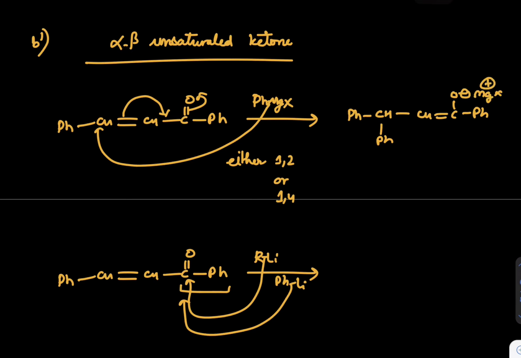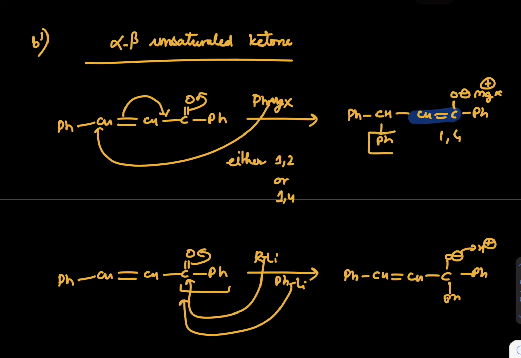MgX plus. Whereas in this case it is PhCH=CH, this will attack, so O minus, and you have Ph, and Ph is joining at this place. Later it can become OH. So this is the same thing. What is the difference? If you observe the difference, the position of the double bond has changed in the 1,4 attack.